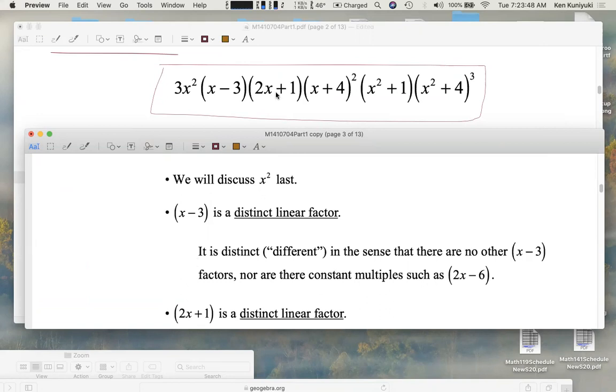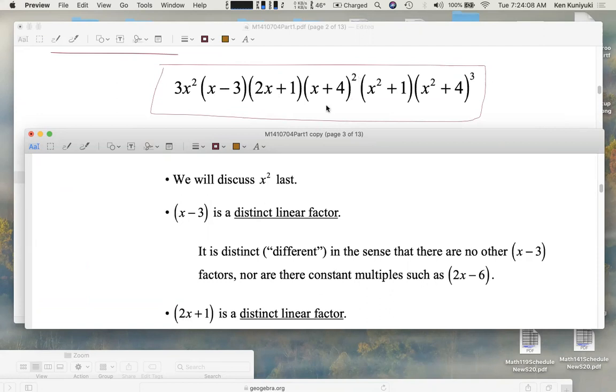2x plus 1, well, that's also a distinct linear factor. It's just not monic. There's actually a number in front of the x besides 1. But both the x minus 3 and the 2x plus 1 are distinct linear factors. There are no exponents on the top here. And they're both first degree.